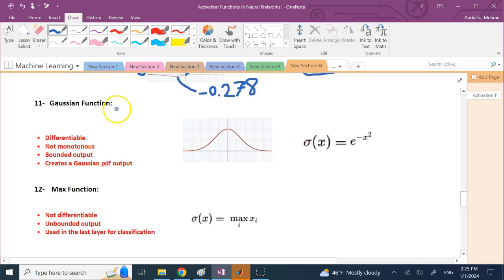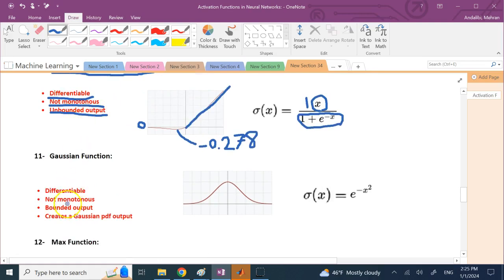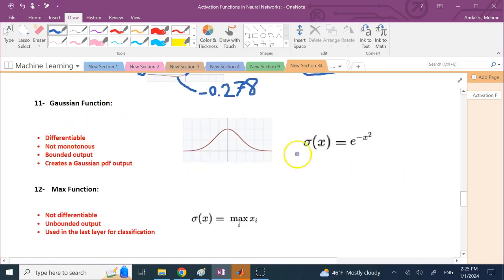Okay, there is another non-monotonous function, which is the Gaussian function, e to the negative x squared. Clearly at 0 it's 1, and as x goes to either side, positive or negative infinity, it goes to 0. It's not monotonous, but it's differentiable. The output is bounded on either side, and one thing it does is create the output to look like a what? A Gaussian probability distribution function for you.